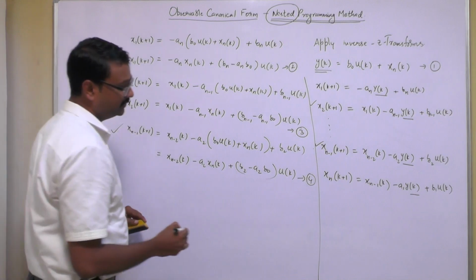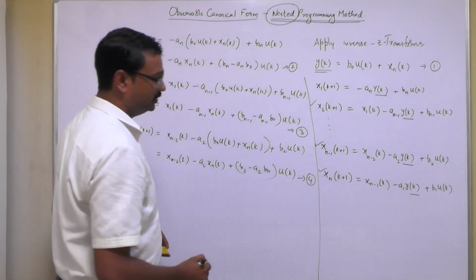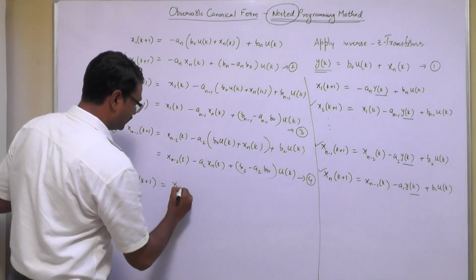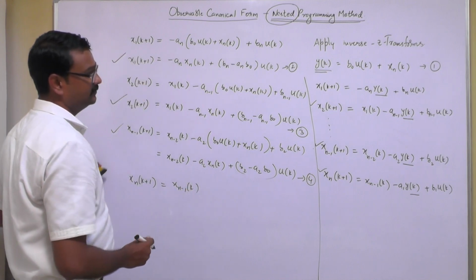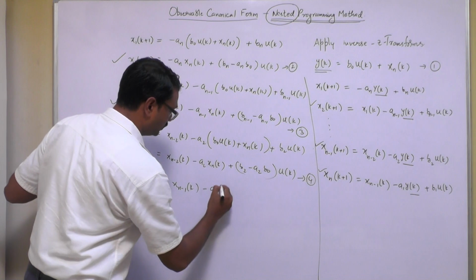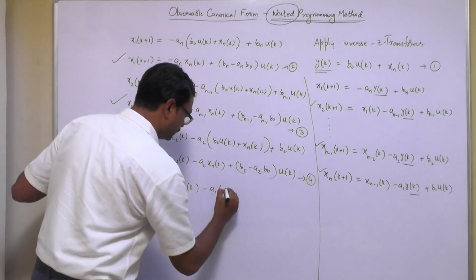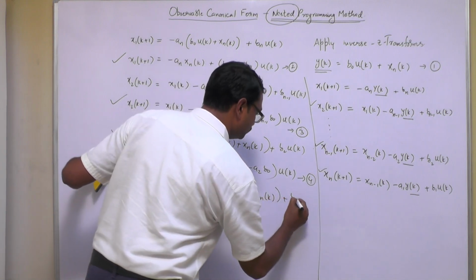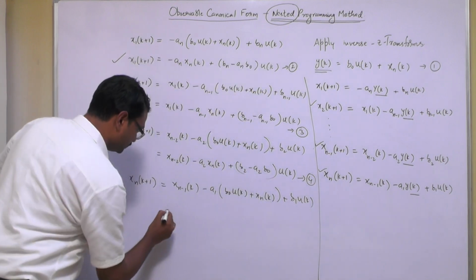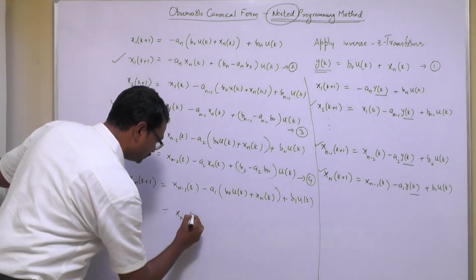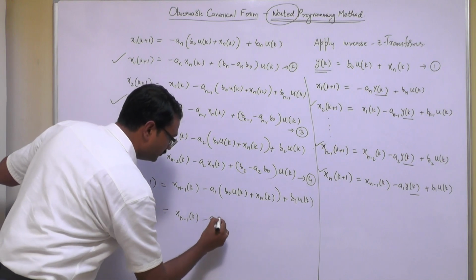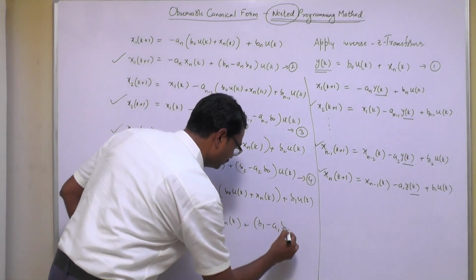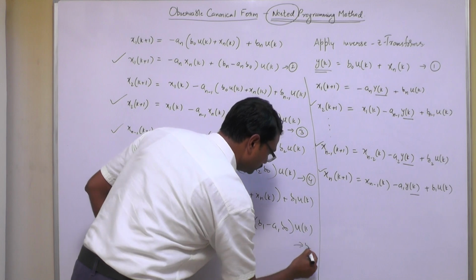For example, let us say this, and when we are going with this, you can directly write it as xn k plus 1 is equal to xn minus 1 k minus a1, y of k is b naught uk plus xnk plus b1 uk. Now when you replace this here, you have xn minus 1 k minus a1 xnk plus b1 minus a1 b naught uk. Now equation 5.